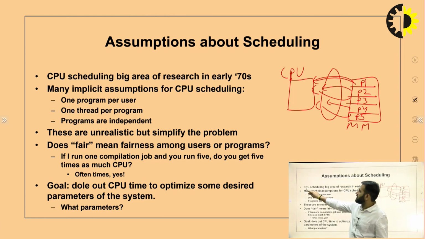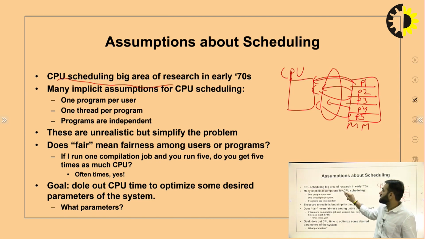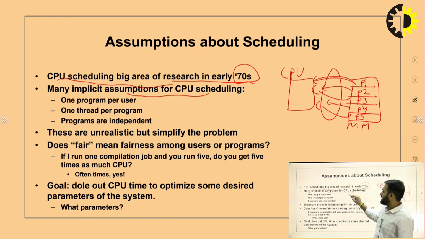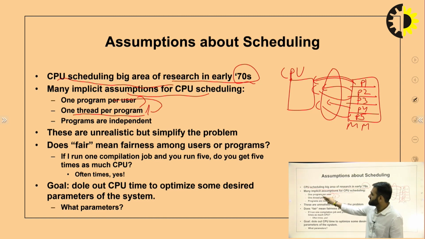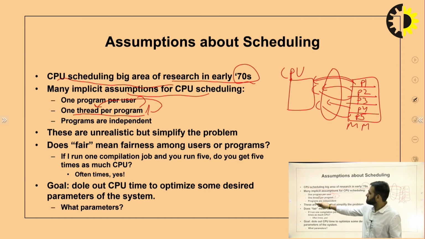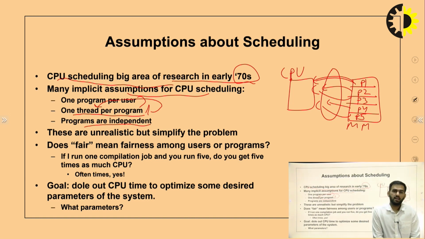Now, CPU scheduling has been a big area of research since the early 70s. Research is still going on. Some assumptions for scheduling are: one program per user, as we can say a user can execute only one program, but this is just an assumption. One thread per program. A program in execution is a process, and a process can have multiple threads, so it is saying one thread per program. This is just an assumption. Programs are independent, so there is no inter-process communication.